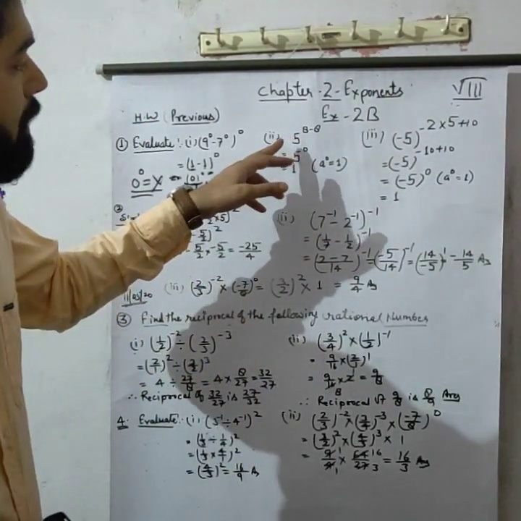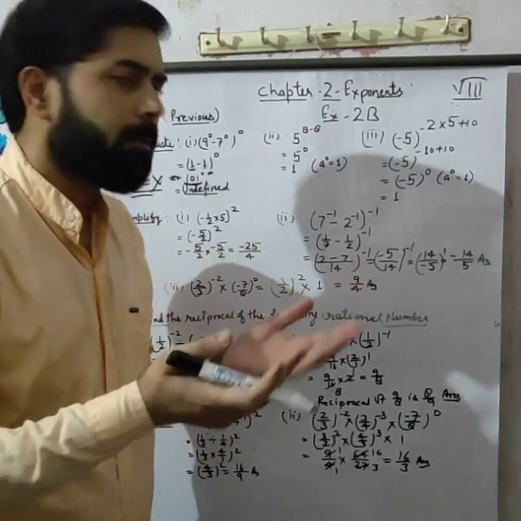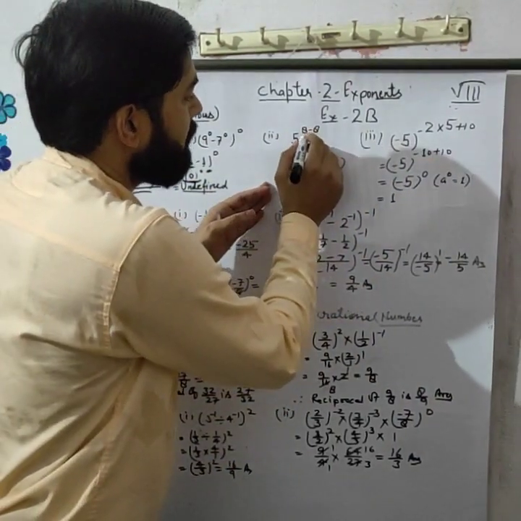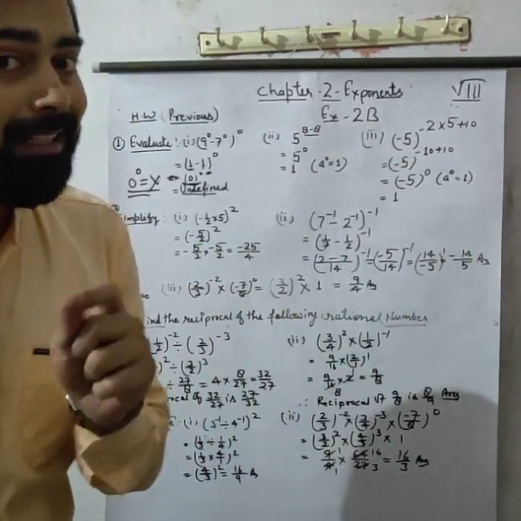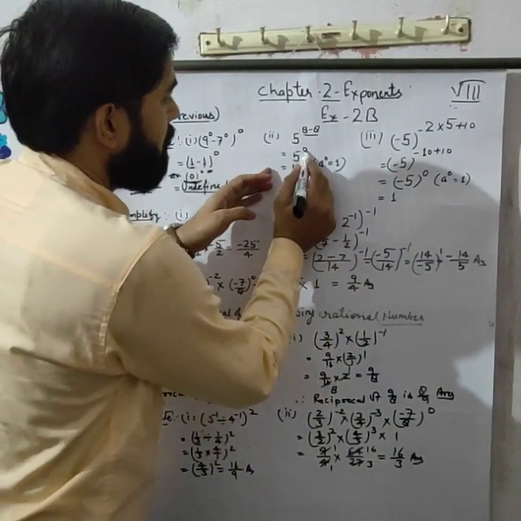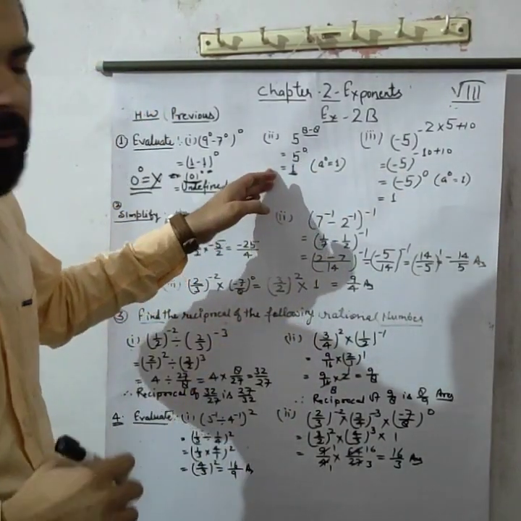Now this is question number 2: 5 raised to power 8 minus 8. Simply, firstly we evaluate this power. What is the power? 8 minus 8, which will be 0. Then 5 raised to the power 0. You know what is the value of any number raised to power 0?